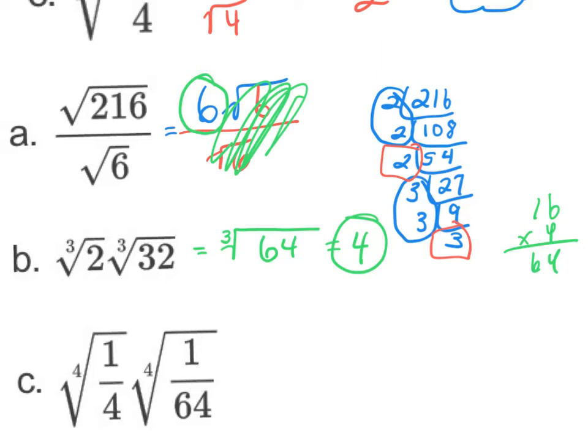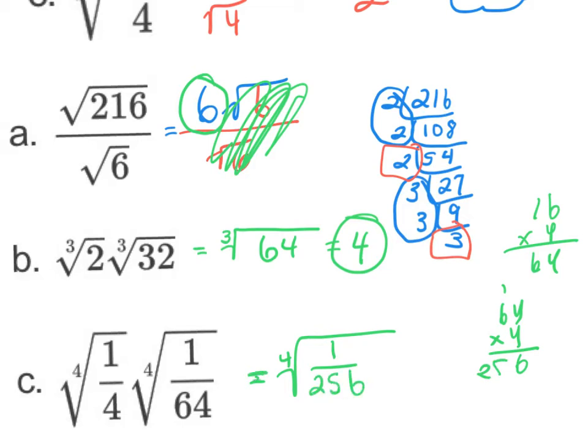All right, look at the next one. A house times a house, just a bigger house. So this becomes the 4th root of 1 over, well, what's 64 times 4? 256. What's the 4th root of 1? What times itself 4 times gives me 1?